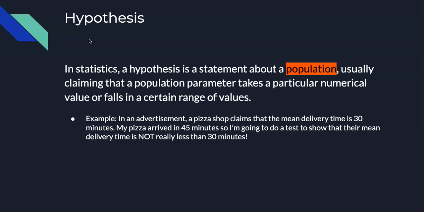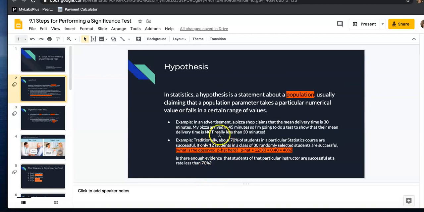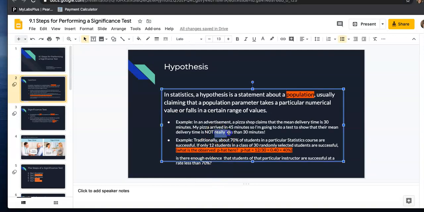The pizza shop said that the mean delivery time is 30 minutes. But what if my pizza arrived in 45 minutes? So I'm going to do a statistical significance test to show that their mean delivery time is not really 30 minutes. I just want to keep it as a singular value.